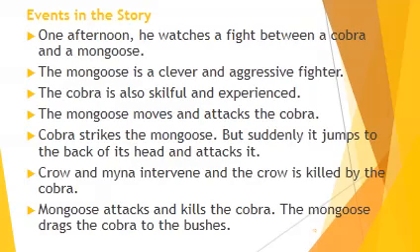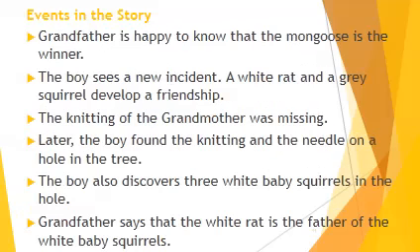One afternoon, he watches a fight between a cobra and a mongoose. The mongoose is a clever and aggressive fighter. The cobra is also skillful and experienced. The mongoose moves and attacks the cobra. The cobra strikes the mongoose, but it suddenly jumps to the back of its head and attacks it. The crow and the myna intervene, and the crow is killed by the cobra. The mongoose attacks and kills the cobra. The mongoose drags the cobra away. Grandfather is happy to know that the mongoose is the winner.